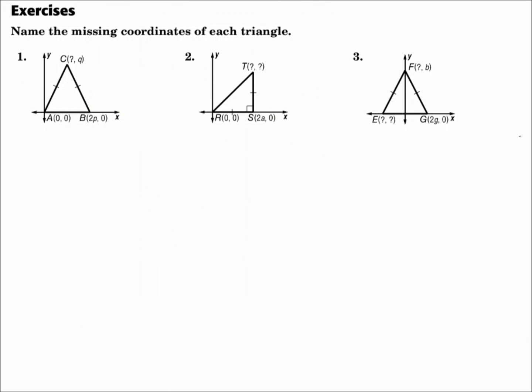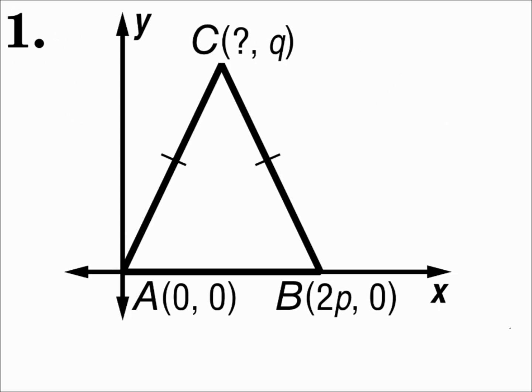Name the missing coordinates of each triangle. For number 1, on this triangle, we're missing the x-coordinate of point C. Let's look at the rest of the picture. Point A is at the origin, so it's 0, 0. Point B is on the x-axis, so its y value is 0, and it's 2p to the right. And point C has a height of q.